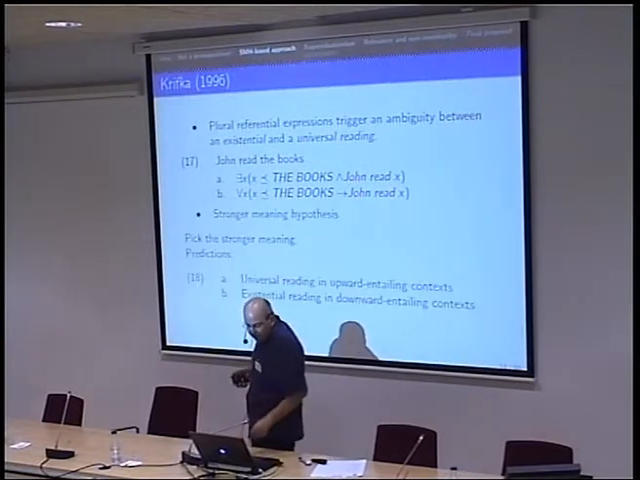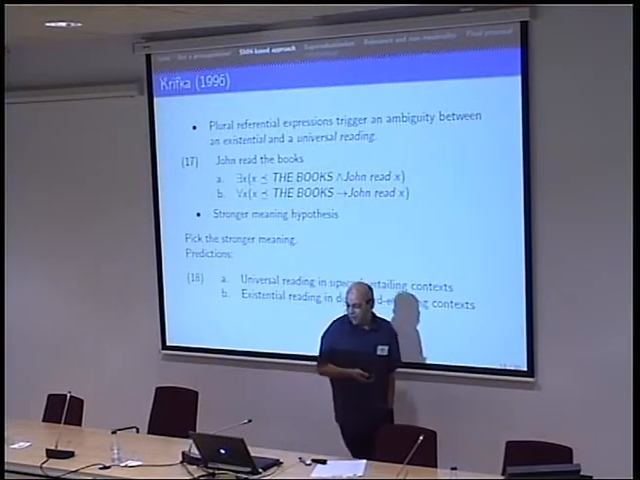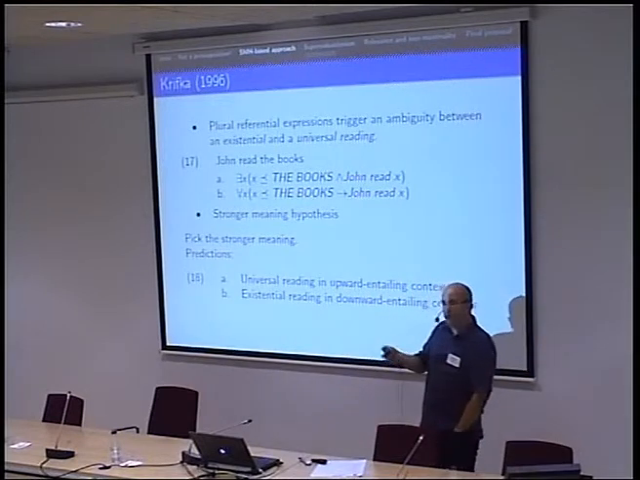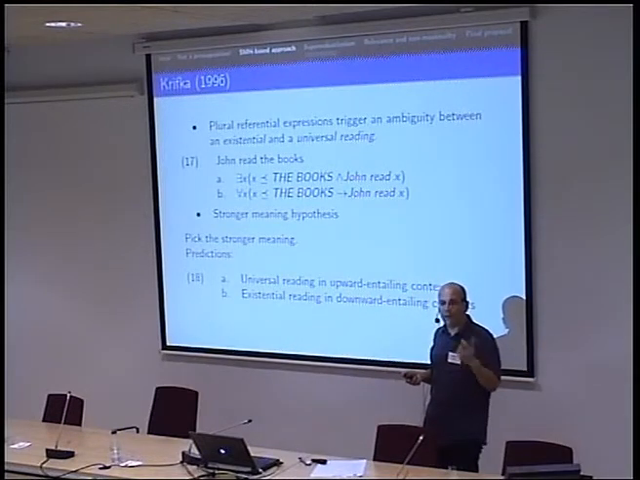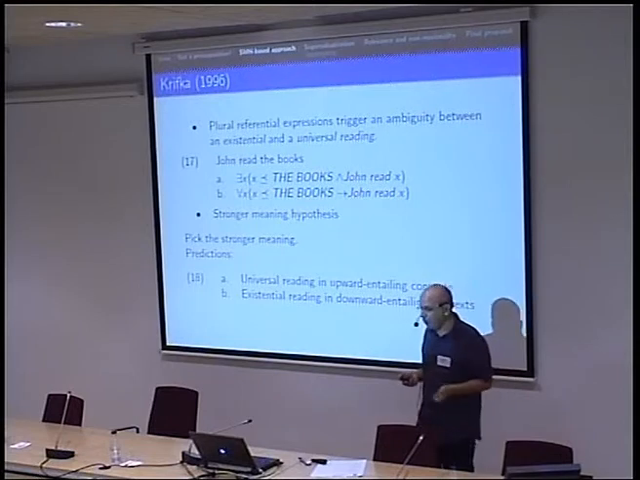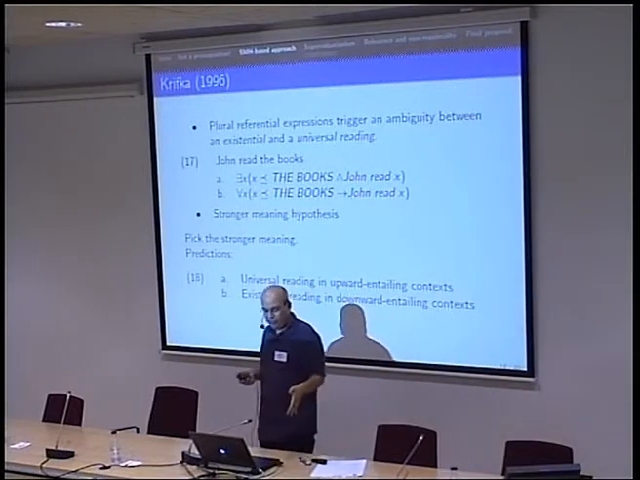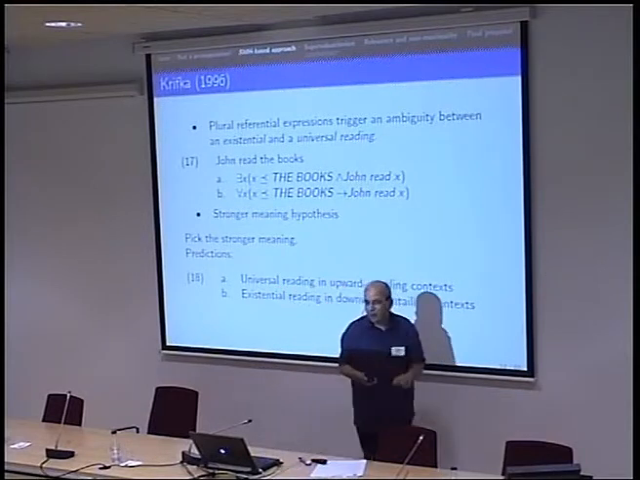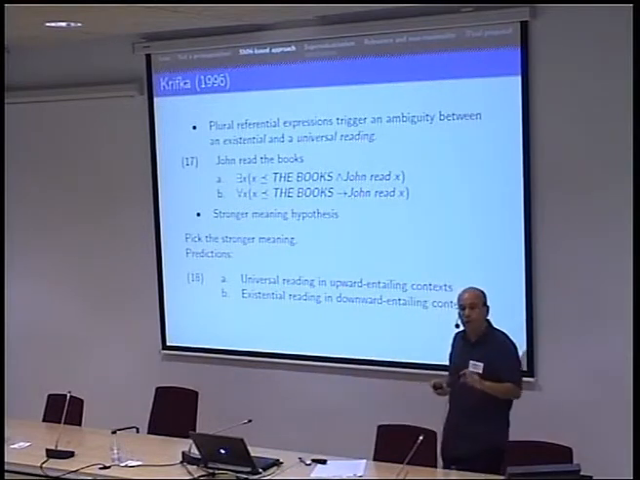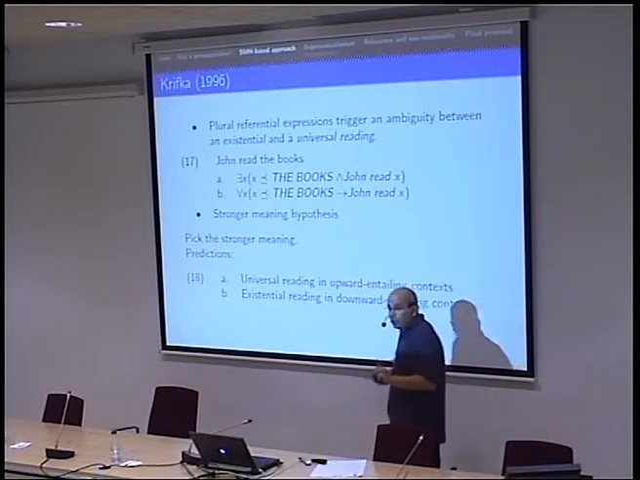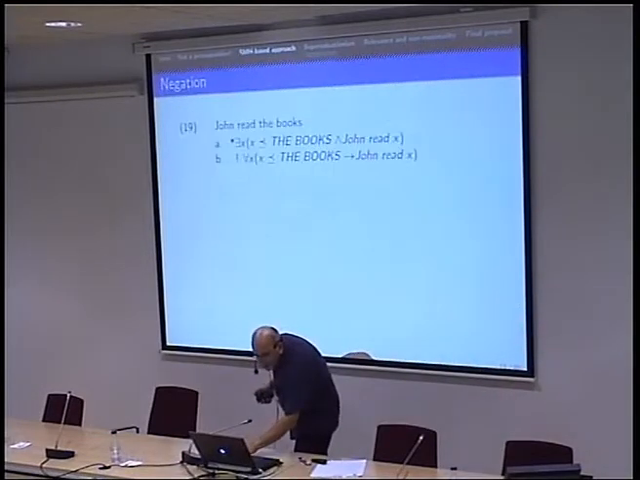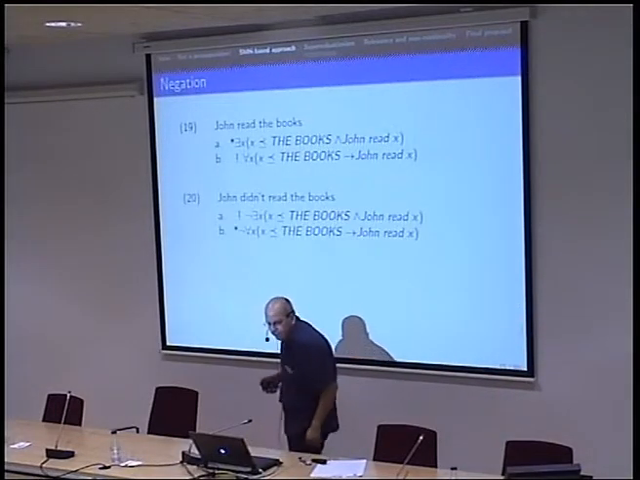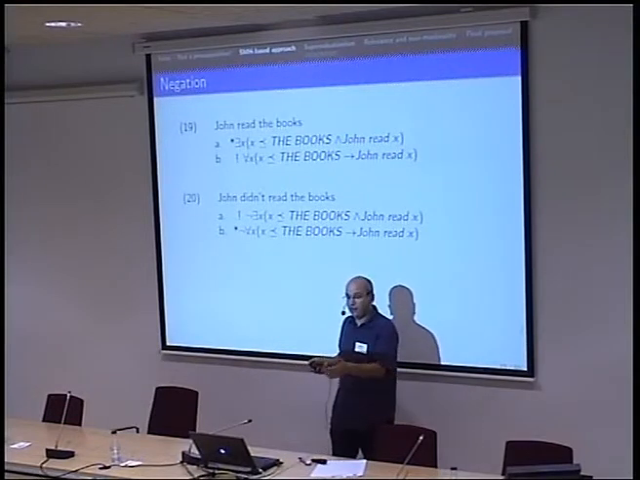And then Krivka uses the stronger meaning hypothesis. Basically, you have a potential ambiguity, you pick the stronger reading, if there is one, the one that logically entails the other one. So obviously in this case, you pick the universal reading. But what's going on under negation is that the strength of the readings is reversed, and so you pick the existential reading. So do I have it here? Yes. So John read the books, so you pick the universal reading.